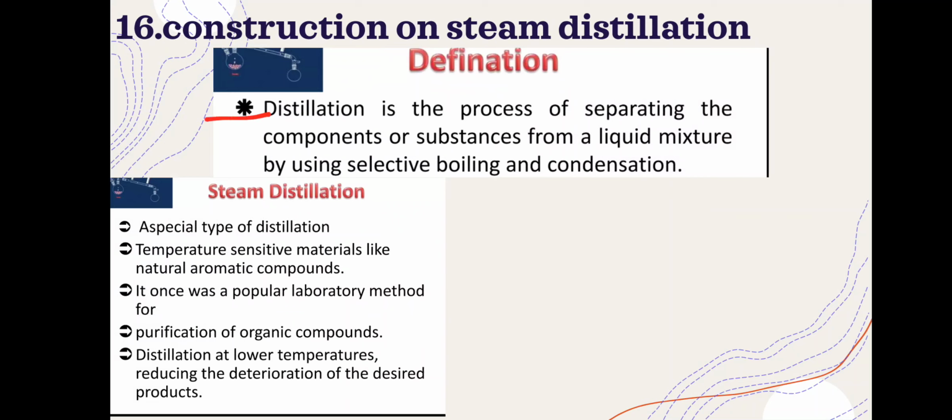So distillation is the process of separating the components or substances from a liquid mixture by using selective boiling and condensation. What we are doing is separating a liquid mixture. One liquid contains two or more components, and we are separating them with the help of boiling and condensation. Steam distillation is a special type of distillation. Temperature-sensitive materials like natural aromatic compounds can be distilled here. It was once a popular laboratory method for purification of organic compounds. Distillation at lower temperature reduces the deterioration of the desired products.